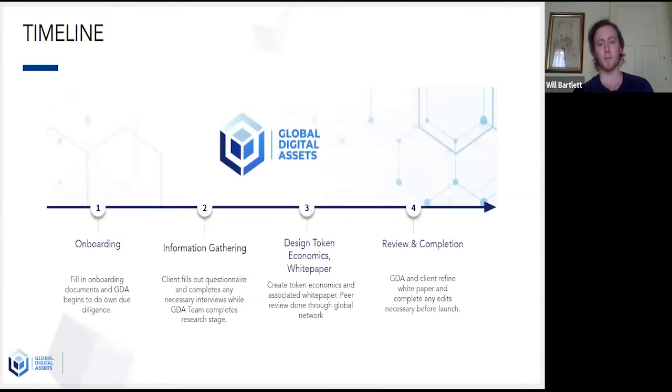This is just a basic timeline of how this works. This isn't super important for you, but it's important for people doing blockchain projects for understanding how the projects can work. Really in the beginning, it's just onboarding and information gathering. Those are really the same step. It's just getting to know a project. That's what we do if we're working with a company: we spend some time getting to know a project, what their goal is, what they've done so far, and understanding the team and different parts of the team.